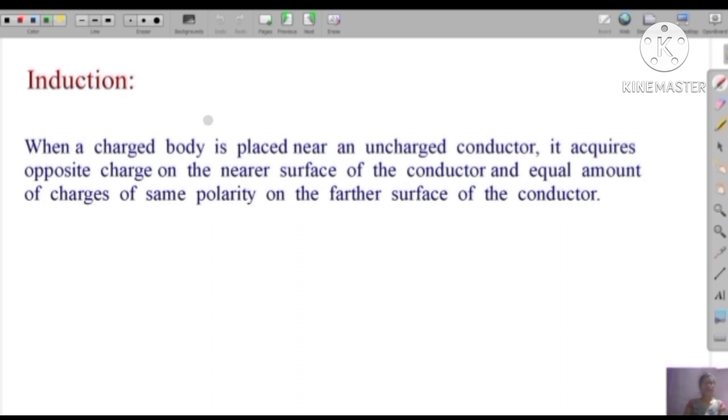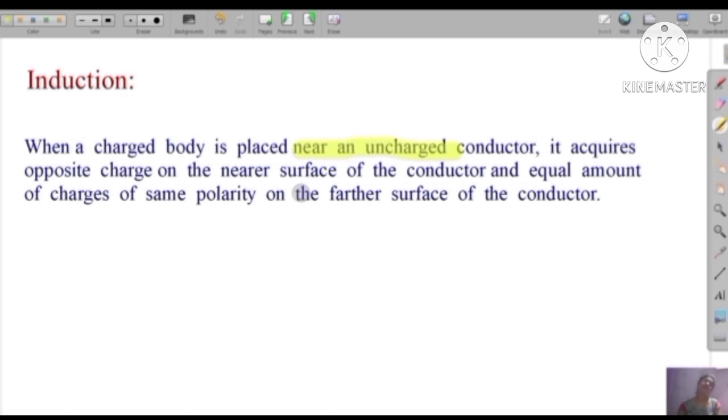Then what do you mean by induction? Induction means when a charged body is placed near an uncharged body, here you have to underline this word. When a charged body is placed near an uncharged body or uncharged conductor, it acquires opposite charge on the nearer surface of the conductor and an equal amount of charge of the same polarity on the farther surface of the conductor.